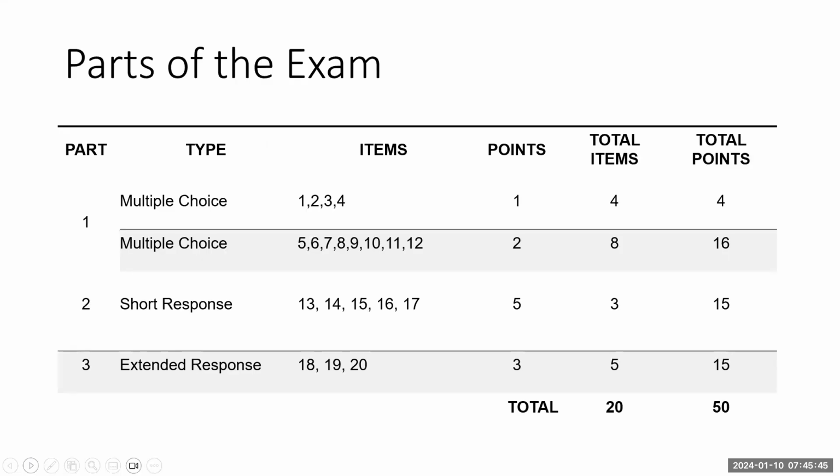Parts of the exam, it is divided into 3 parts. Part 1 is multiple choice. 1 to 4 items are 1 point each, while items 5 to 12 are 2 points each. Part 2 is a short response wherein you are going to provide short answers. No need to show your solutions. So that's 5 items worth 3 points each. And for part 3, open response or open-ended questions, 3 items, 5 points each.